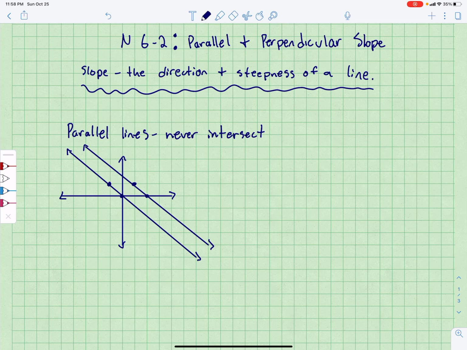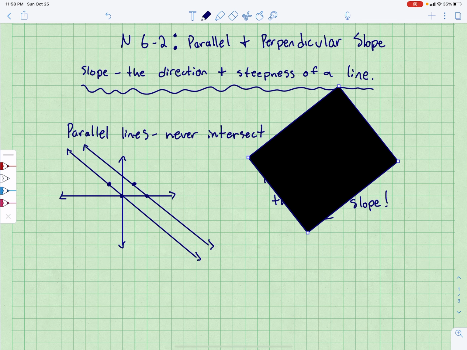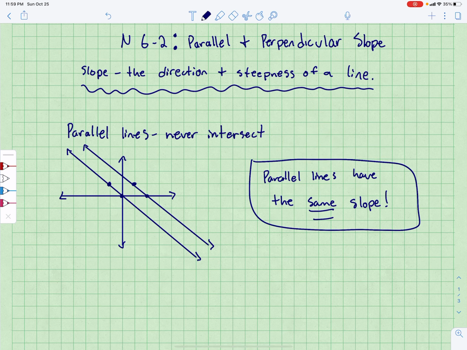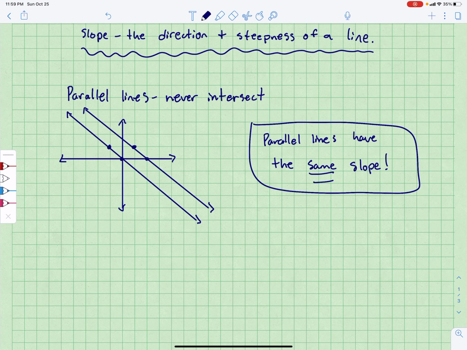Now we're talking about parallel lines and slope. This is the very important concept of this section when we're talking about parallel lines. Parallel lines have the same slope. So make sure you box that in somewhere. That's very, very important to remember. Parallel lines have the same slope. So if two lines have the same exact slope, they're parallel. And we'll look at some examples in just a second.